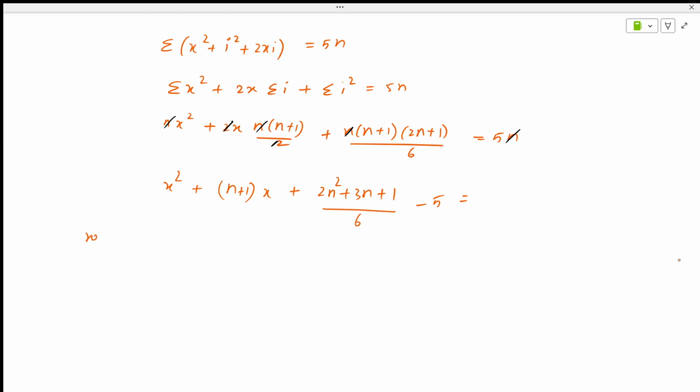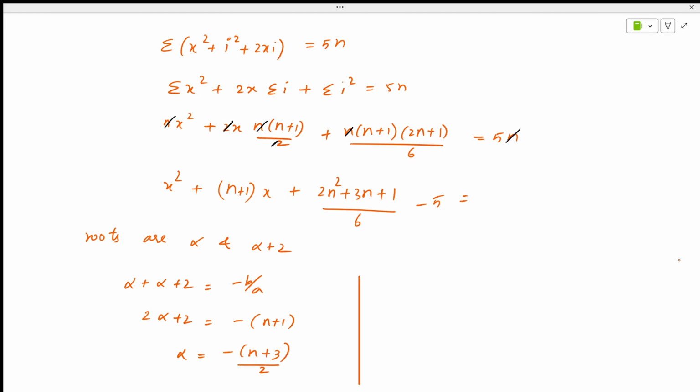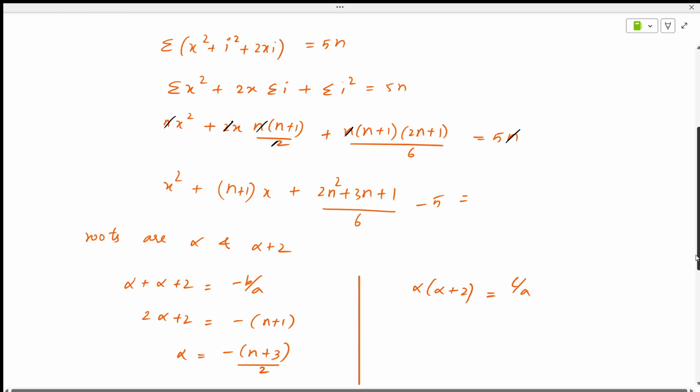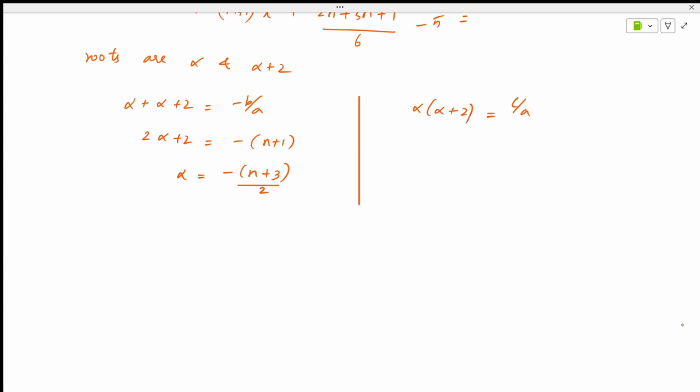And we know that roots are alpha and alpha plus 2. So sum of roots, 2 alpha plus 2, is equal to minus b by a. So 2 alpha plus 2 is equal to minus of (n plus 1). Alpha equals minus of (n plus 3) by 2. And coming to product of roots, alpha of (alpha plus 2) is equal to c by a. And alpha is minus of (n plus 3) by 2. Alpha plus 2, if you add 2, you will get (1 minus n) by 2, equal to c.